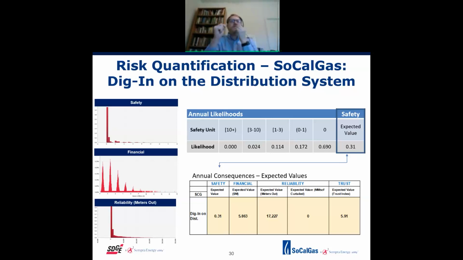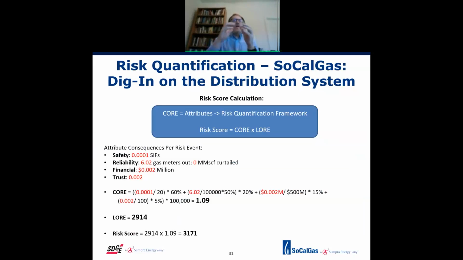Joe, if you could go to the next slide. We do what is the average consequence? Oh, and here's a reminder. The core equals, you take the attributes, you feed it through the risk quantification framework. And then the way you get your risk score is you take the core and you multiply it by the lower. And yes, this does have the frequency issue in it. So hopefully we can get past that for now.